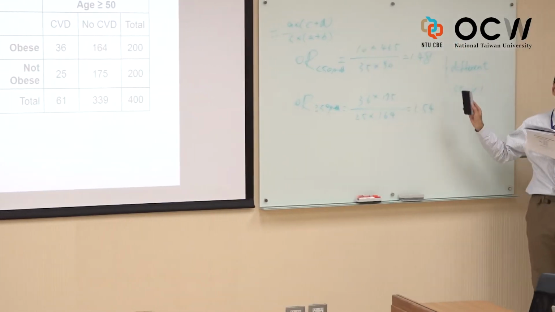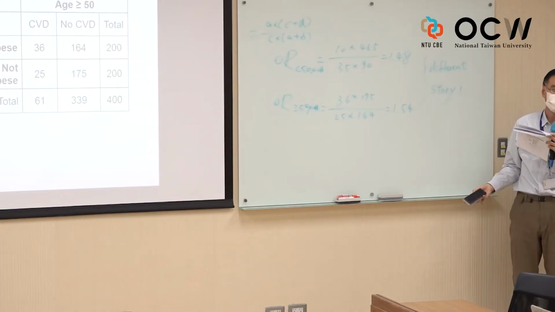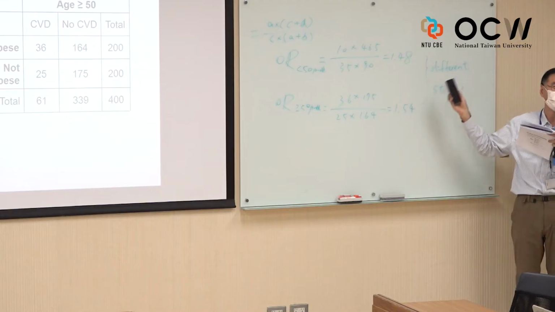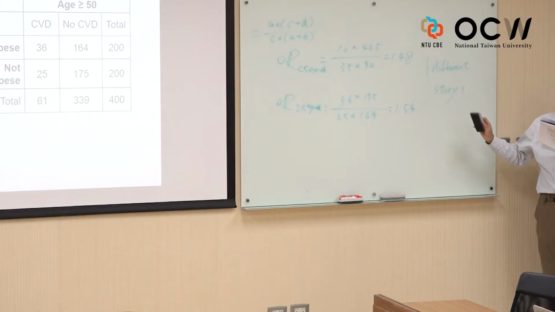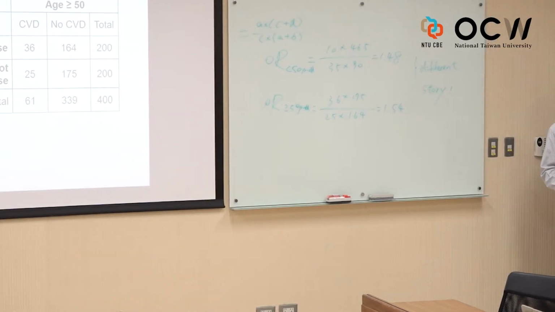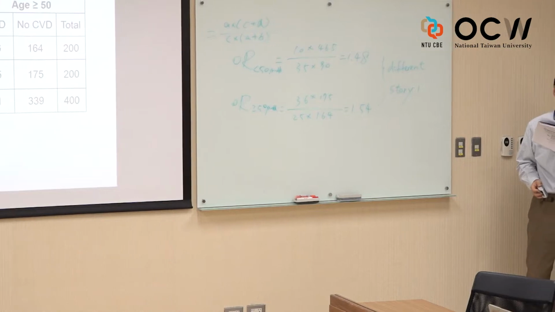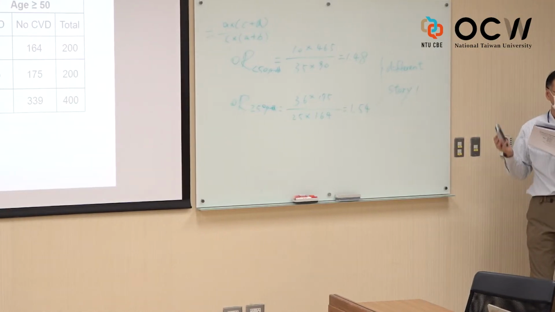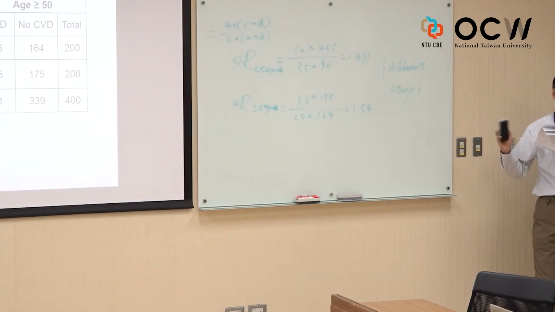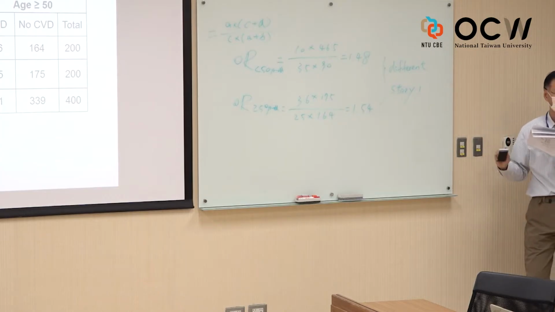This is another story. This is not adjusting. This is used to identify interaction or effect modifiers. This is not what we are supposed to do. Okay? We are not detecting interaction or effect modification here. We are trying to adjust for age as a potential confounder. They are totally different scenarios.